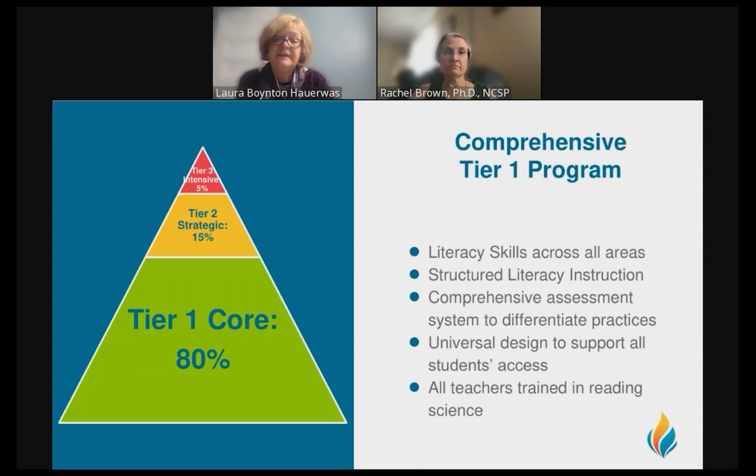We also see a comprehensive assessment system so that we can differentiate our instruction to meet the needs of students at all different levels and areas of strength, and that we can provide supports in a universal manner, to think about universally designing our instruction so all students have access to it, and that we have teachers who are trained in reading science. So all of these things make up this foundation that we want to see in our reading instruction.